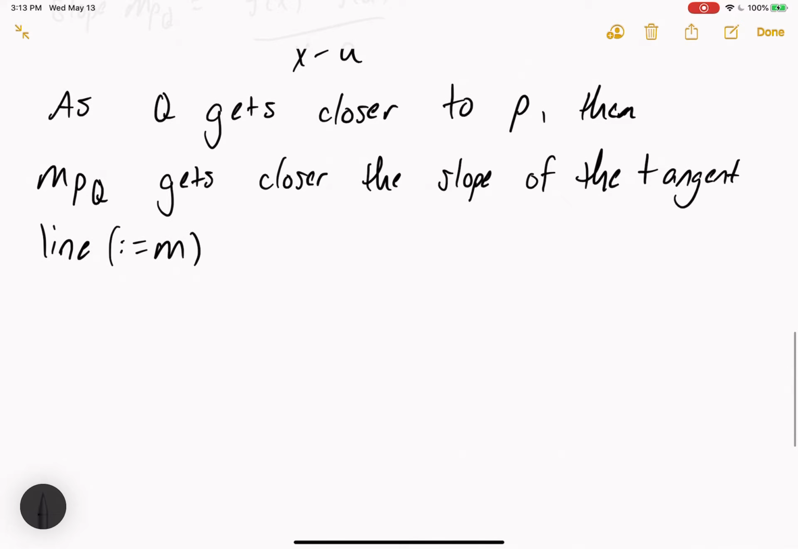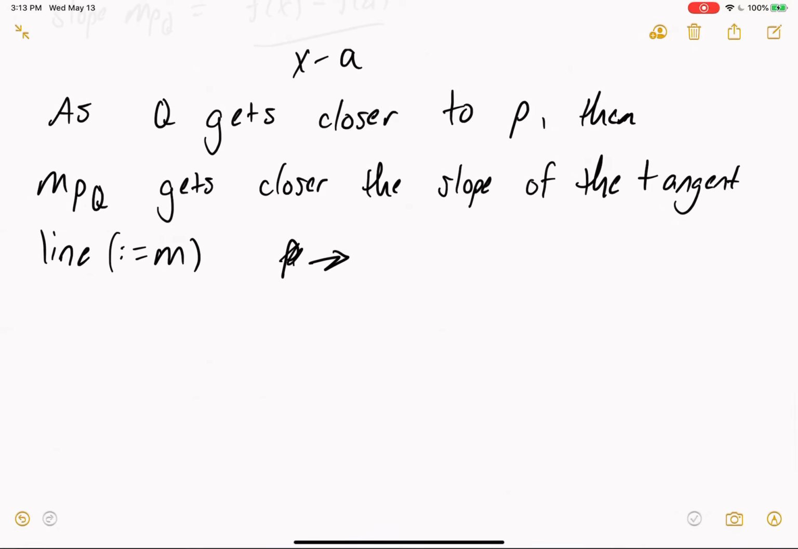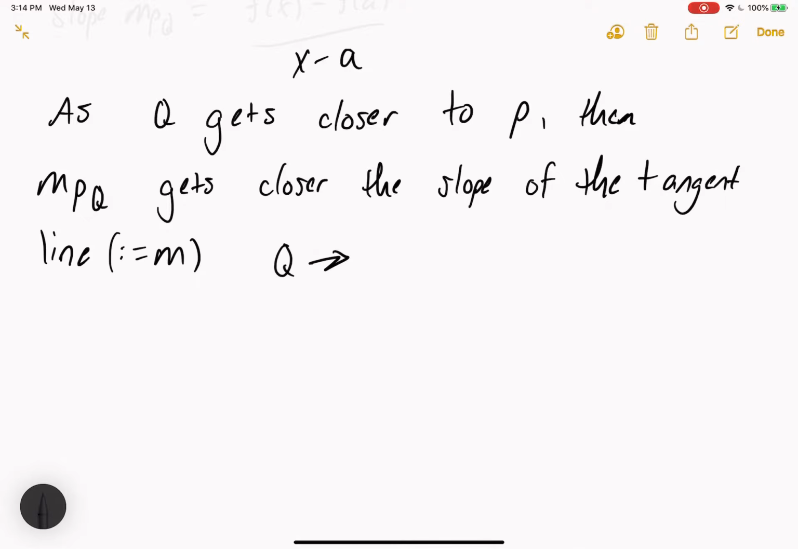So the way we can write it in terms of notation, because mathematicians are lazy, we'll say as Q goes to P, the slope of the secant line M_PQ will approach the slope of the tangent line M.